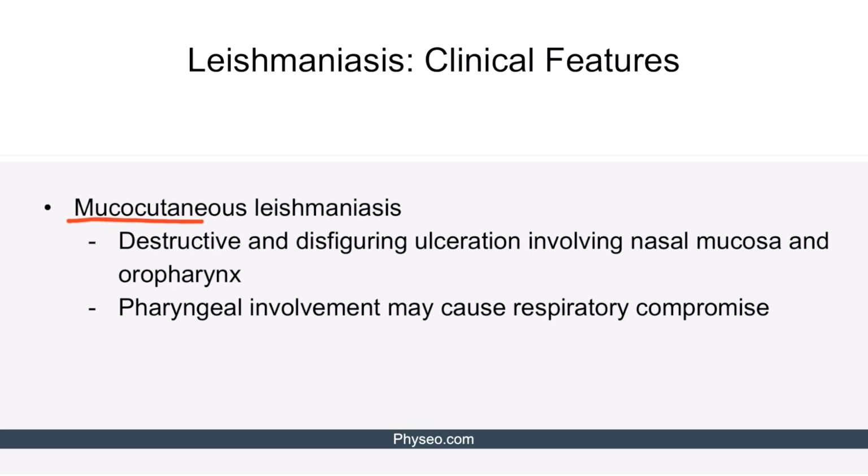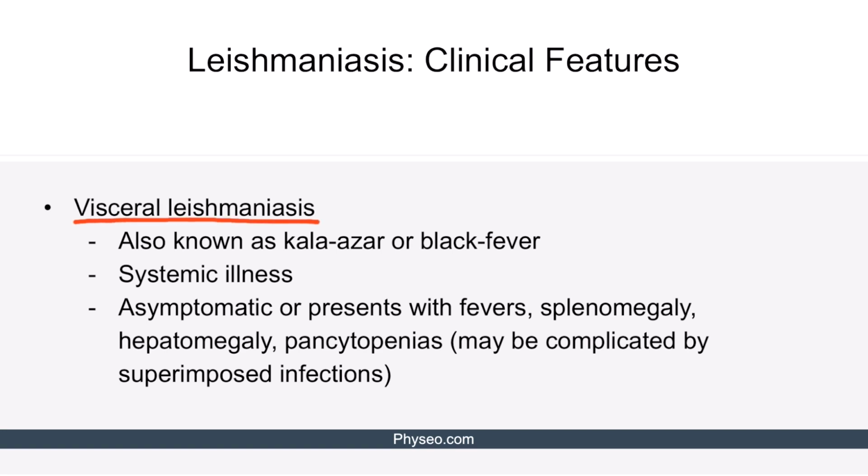Now, mucocutaneous Leishmaniasis presents as destructive and disfiguring ulceration, and that involves the nasal mucosa or the oropharynx. In addition, pharyngeal involvement may actually cause respiratory compromise. So you can see why this would be dangerous. Once you get this infection in the mucous membranes, then you worry about the throat and respiratory compromise. And this brings us to the last type, visceral Leishmaniasis.